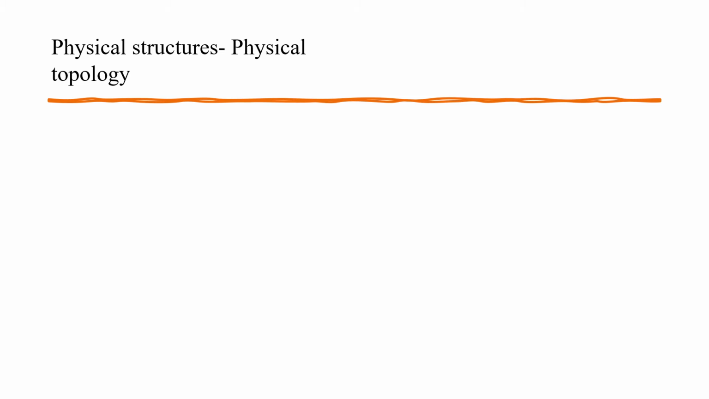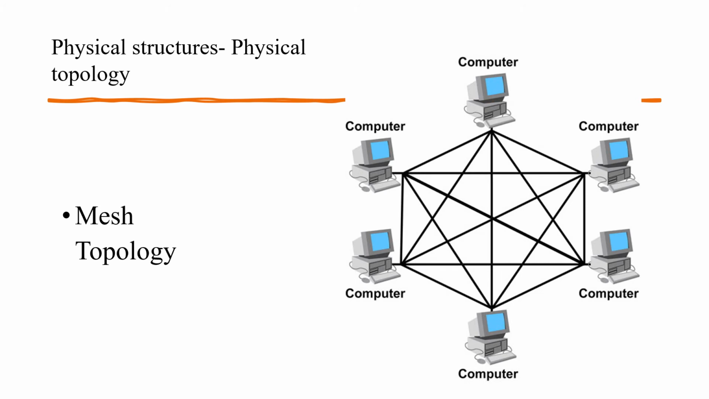Let us discuss them one after the other. The first one is the mesh topology. We will be discussing this mesh topology as well as its advantages and disadvantages. As the figure represents, in a mesh topology, every device has a dedicated point-to-point link to every other device. The link carries the traffic only between the two devices it connects.